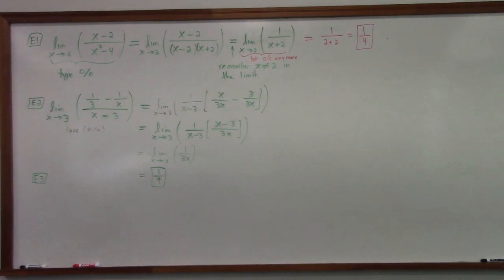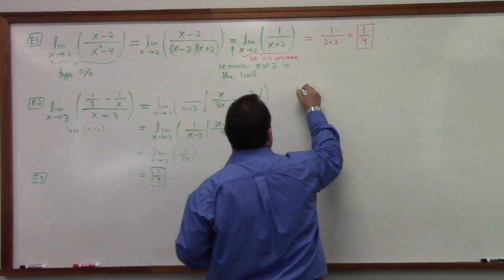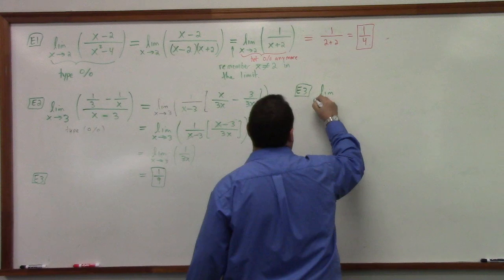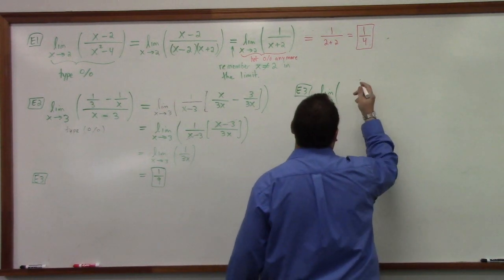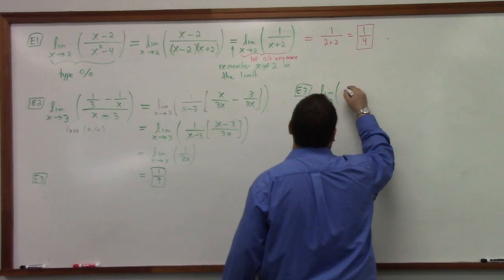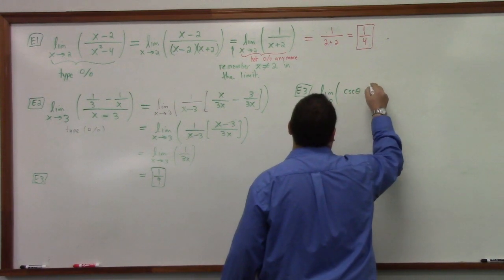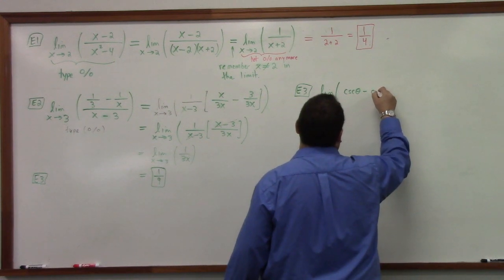Let me try to do an example here with some sines and cosines and such. Example 3. How about if we have the limit as theta goes to 0 of, let's say, cosecant theta minus cotangent theta.